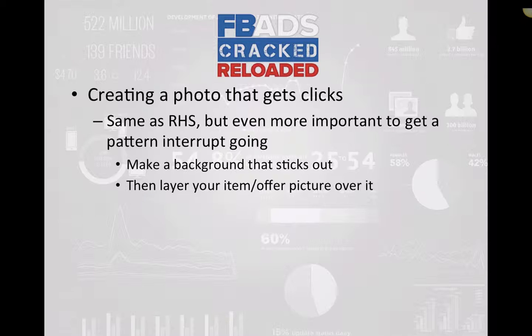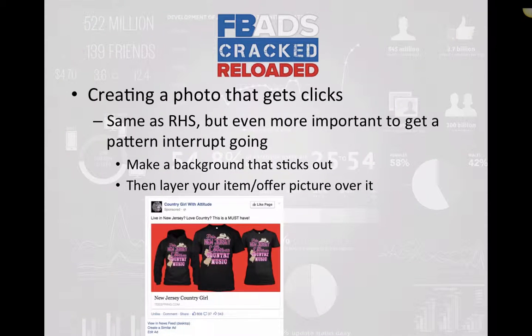If it's an information product, you layer the DVDs over it. If it's a t-shirt, you layer the item of the t-shirt over it. If it's a little pendant, you layer the item of pendant over it. And it looks kind of like this, right? This one says, live in New Jersey, love country. This is a must-have. It's a nice red background, nothing fancy about it.